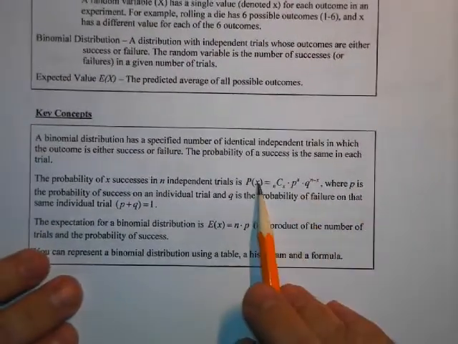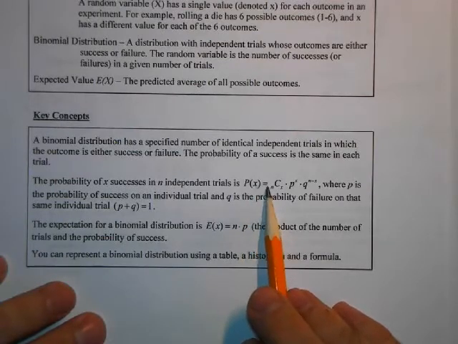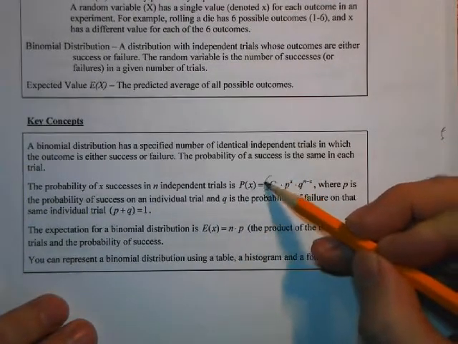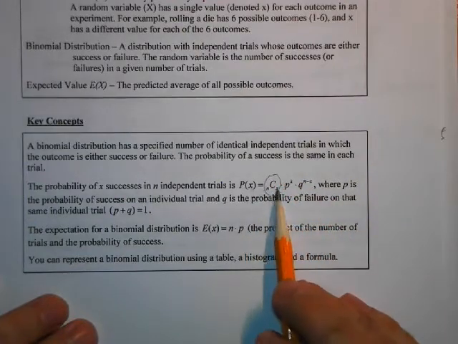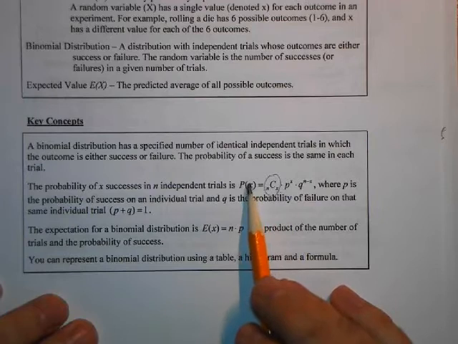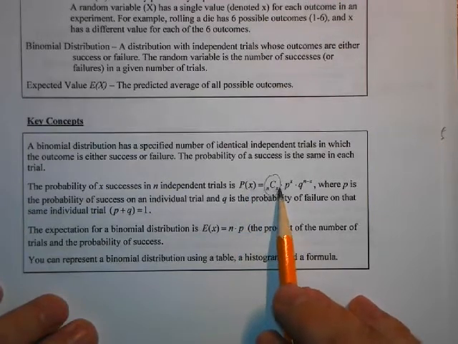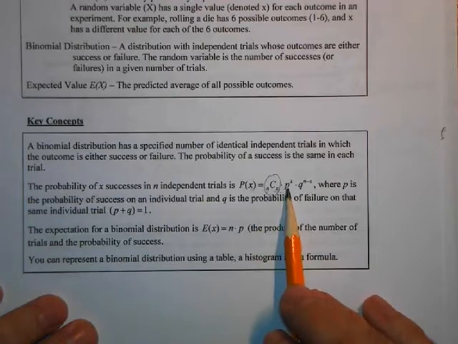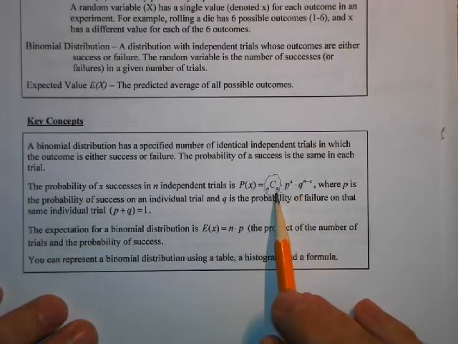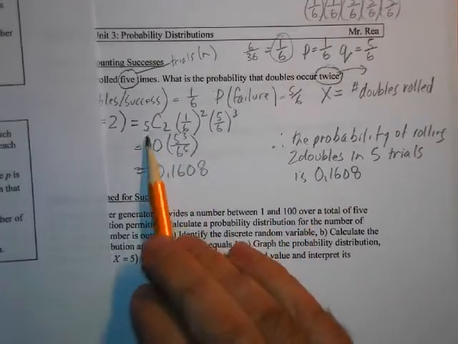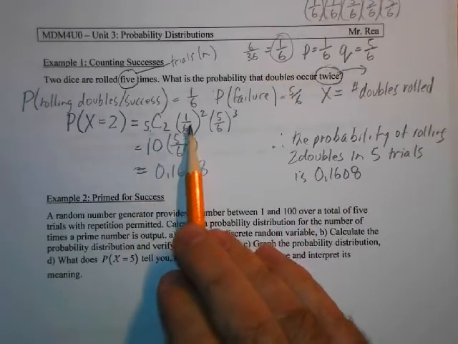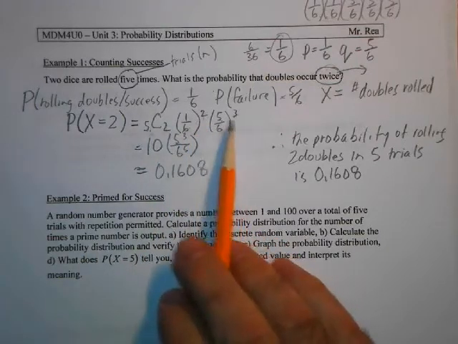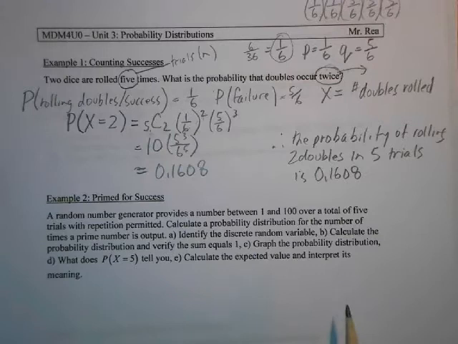So the probability of x is equal to our combination, n choose x. Remember, x is the number that you want your random variable to be. So that was 2 sets of doubles. Our example is n equals 5, x equals 2. Remember, p was 1/6, that was success. q did work out to be the same as this: 5 choose 2, 1/6 to the power 2 times 5/6 to the power 3. So that is our probability distribution formula that we're going to be using.